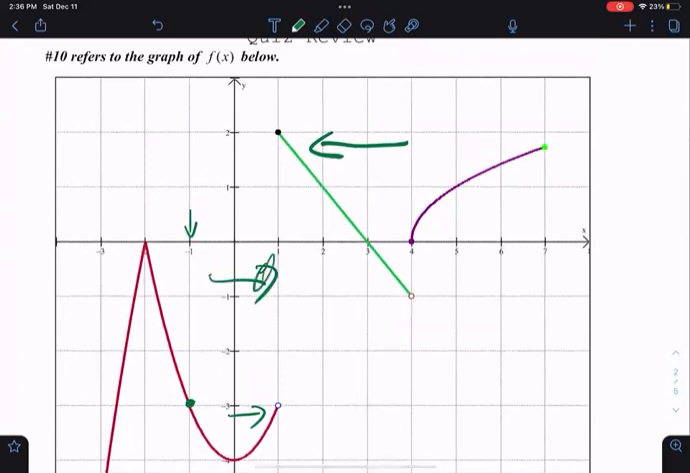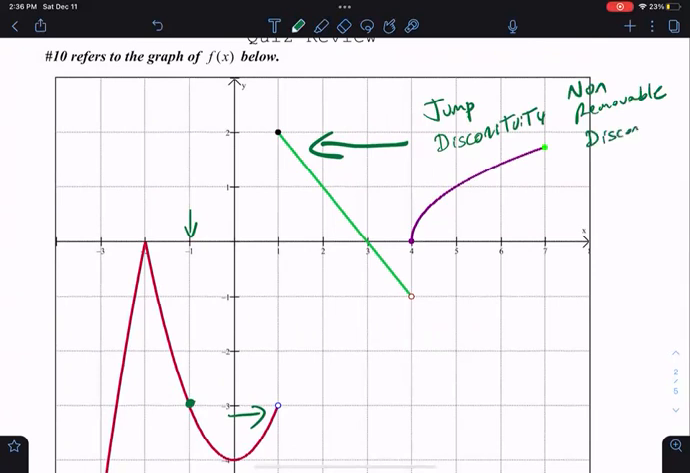So this limit is not going to exist. This is what they call a jump discontinuity, right? And when you have a jump discontinuity, that's a non-removable discontinuity, okay? If you have a hole, that will be a removable discontinuity, right? But if you have a jump discontinuity or an asymptote, then that's a non-removable discontinuity, okay?